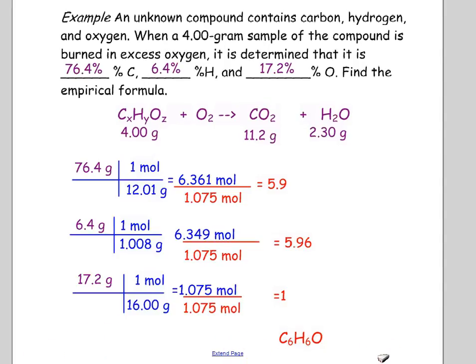So in your homework, there are several problems that give you the chance to find empirical formulas either straight or through combustion. There's one more that I want to take a look at, and that's trying to find the empirical formula of a hydrate. So that's the next video.